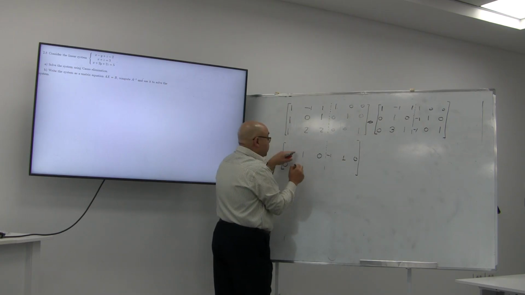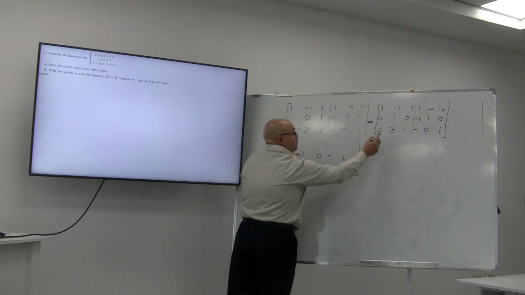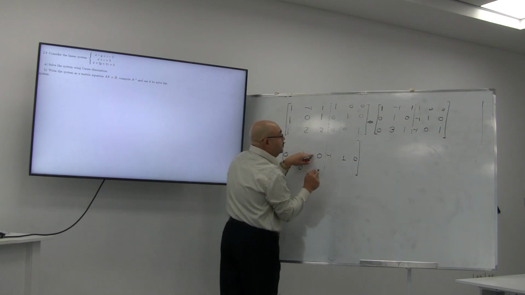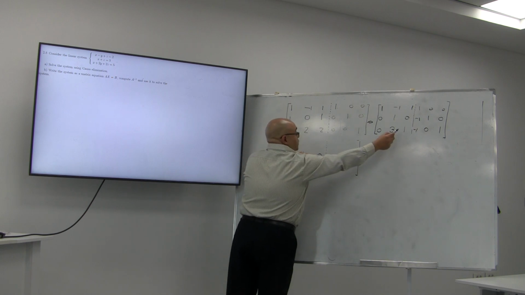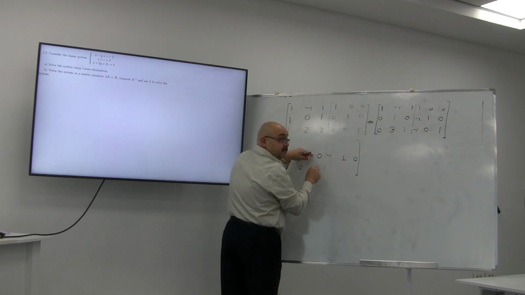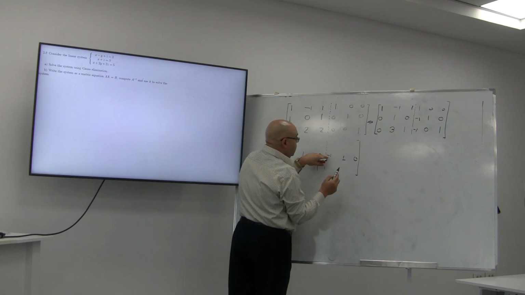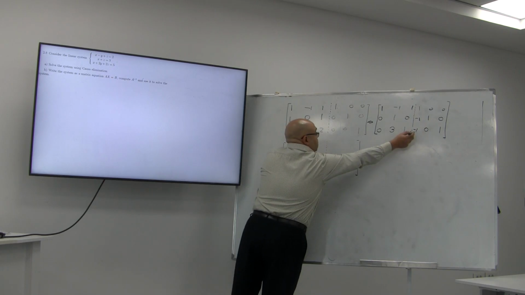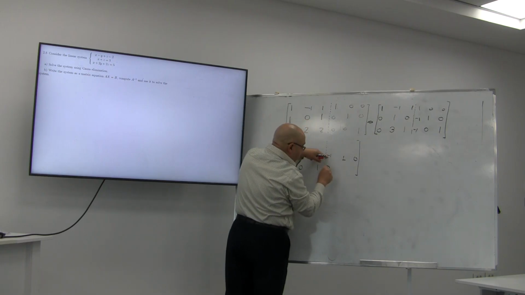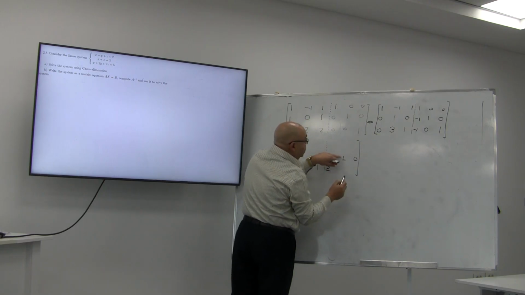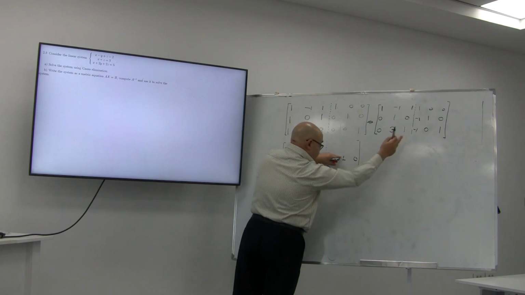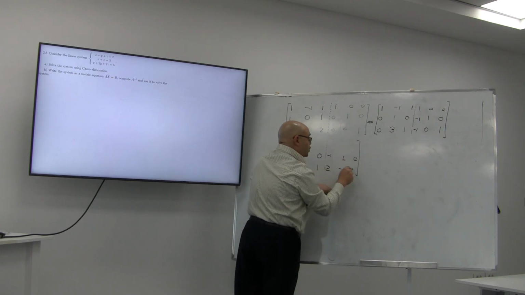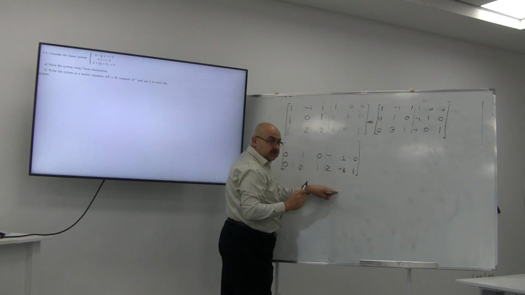Repeat. Negative 3 times 1, negative 3 plus 3, so the result will be 0. Negative 3 times 0, 0 plus 1, so it will be 1. Negative 3 times negative 1 is going to be positive 3 plus negative 1, so the result will be 2. Once more. Negative 3 times 1, negative 3 plus 0, negative 3. Negative 3 times 0, 0 plus 1, so the result will be 1.